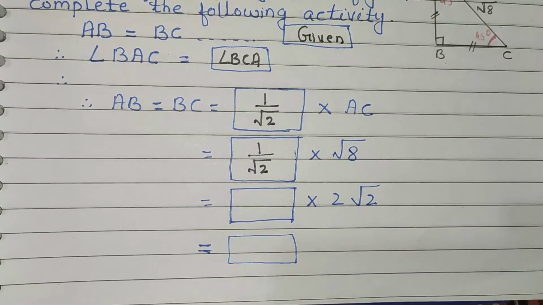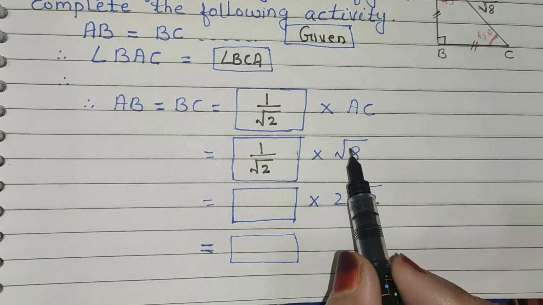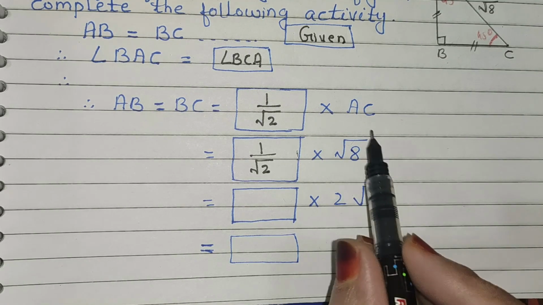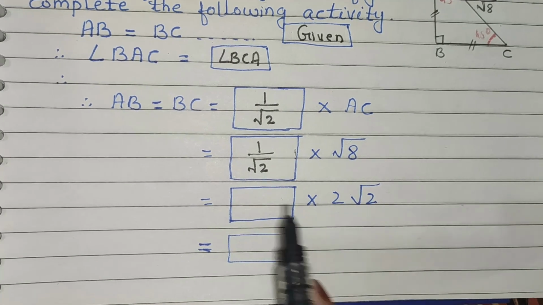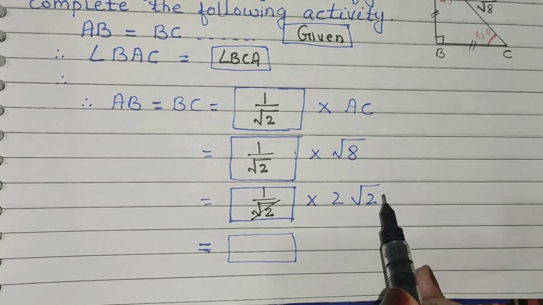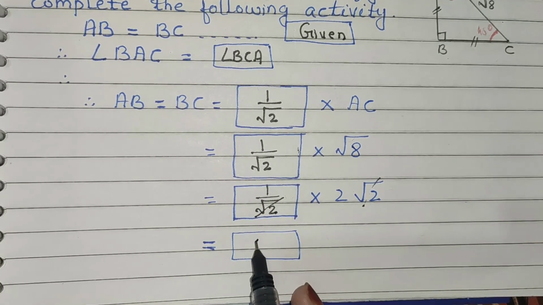Therefore, now root 8, factors of 8 is 4 into 2. Therefore it can be written as 2 into root 2. 1 upon square root of 2. Now here square root both are cancelled.